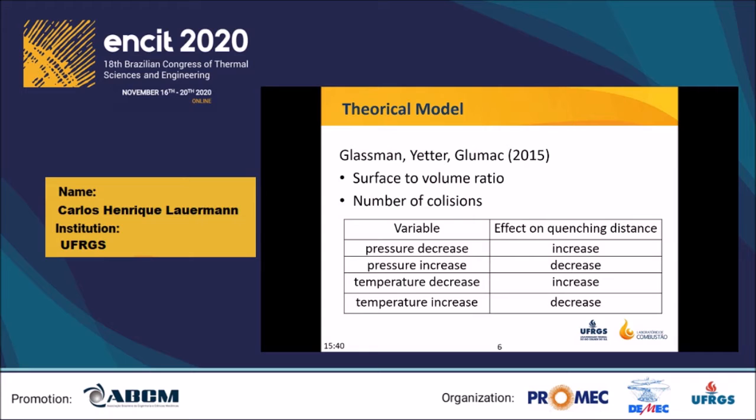So when pressure decreases, the quenching distance increases, and when the temperature decreases, the quench distance also increases. And the opposite is valid. When pressure and temperature increase, the quenching distance decreases, because it's more difficult to stop those reactions at higher pressure and higher temperature. So this is the logic made by Glassman.